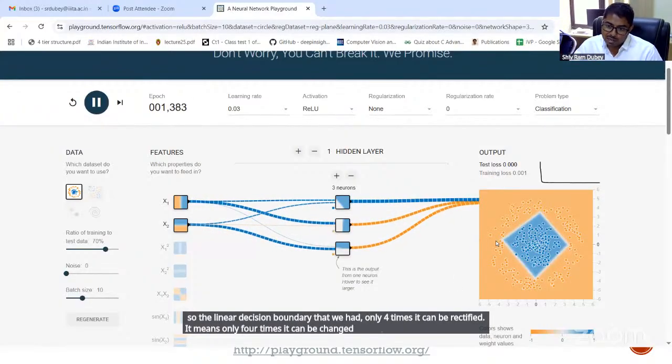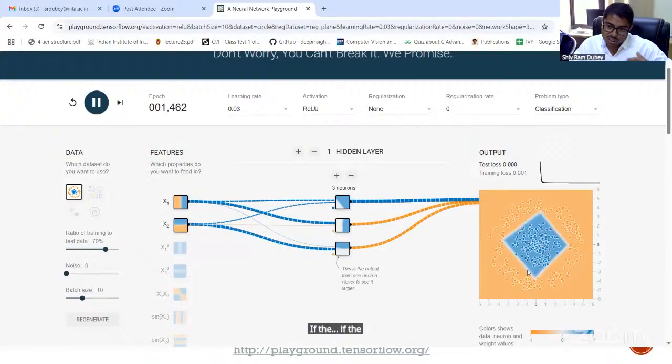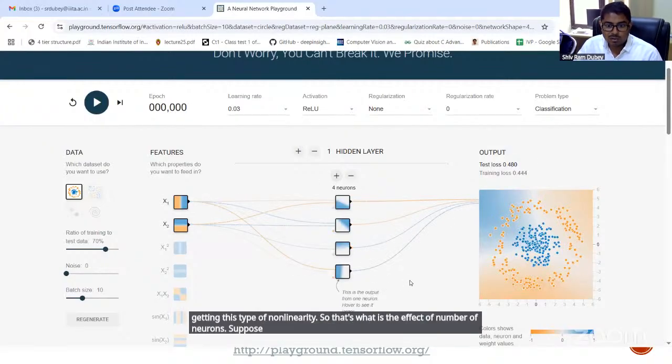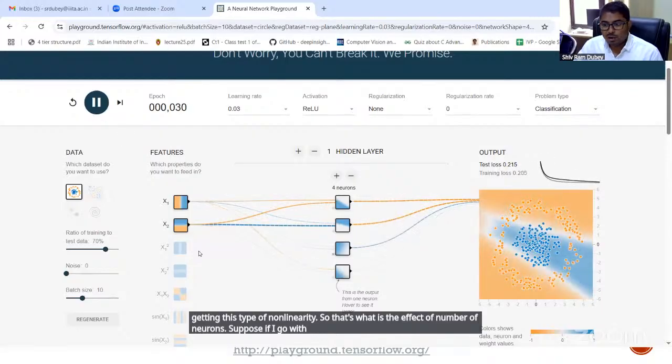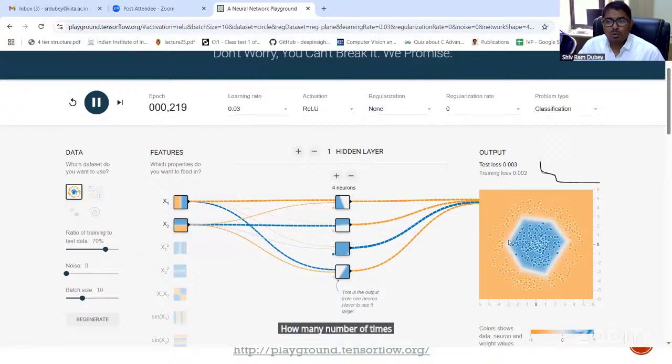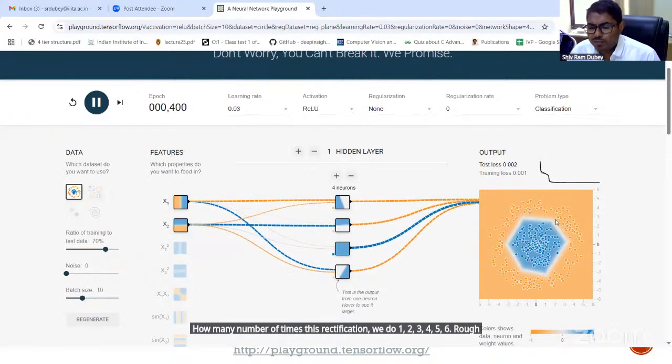That's what is happening. If the linear function is changing only 4 times here, then we are getting this type of non-linearity. So that's the effect of the number of neurons. Suppose I go with 4 neurons, now we can see how many times the rectification happens. 1, 2, 3, 4, 5, 6. Roughly 6 times we are getting.